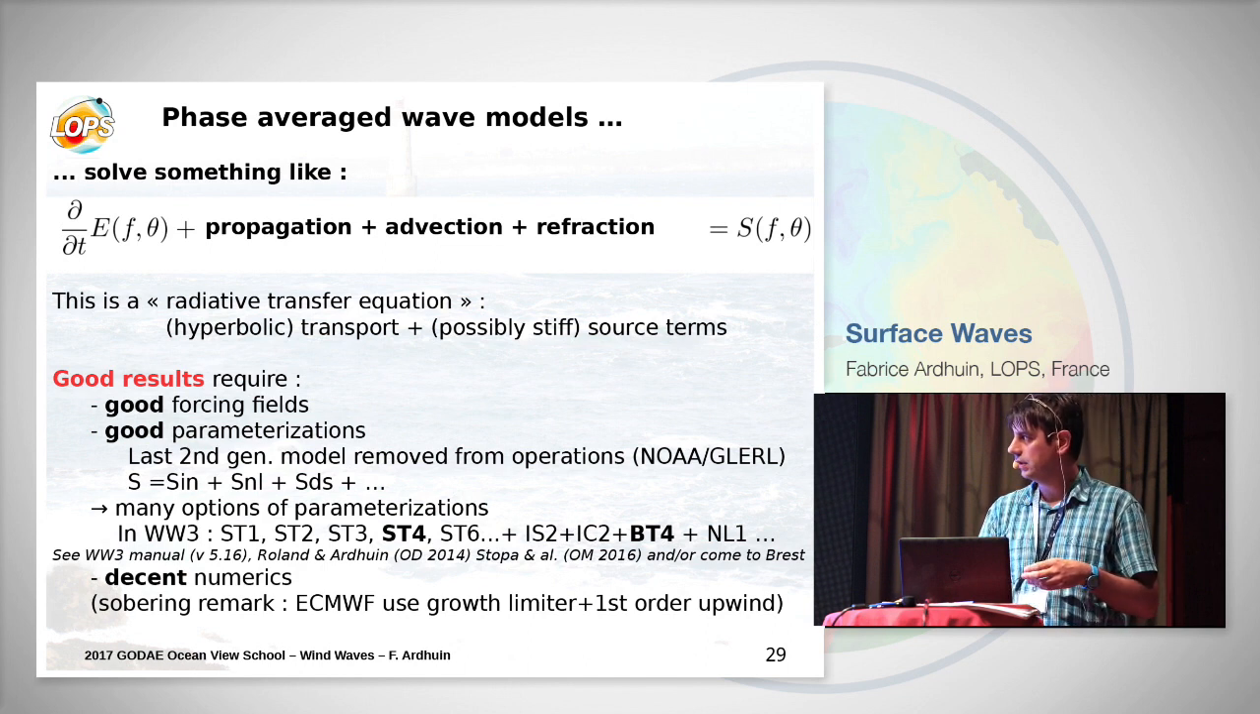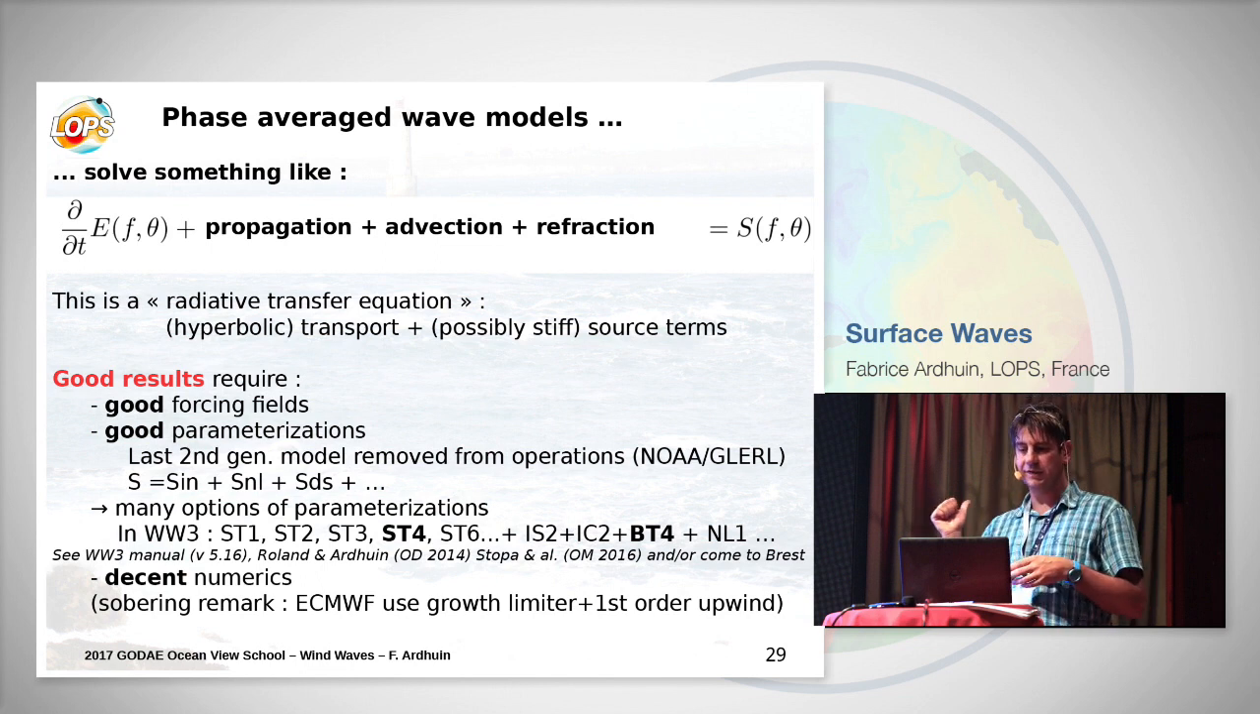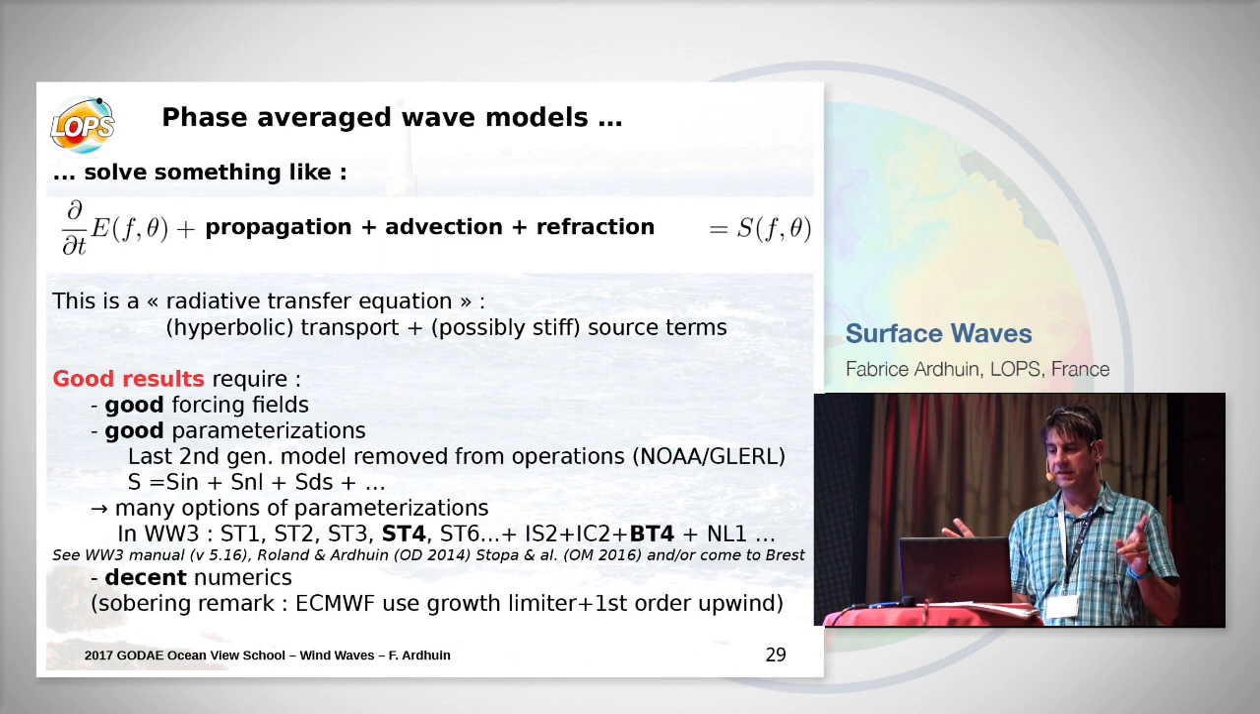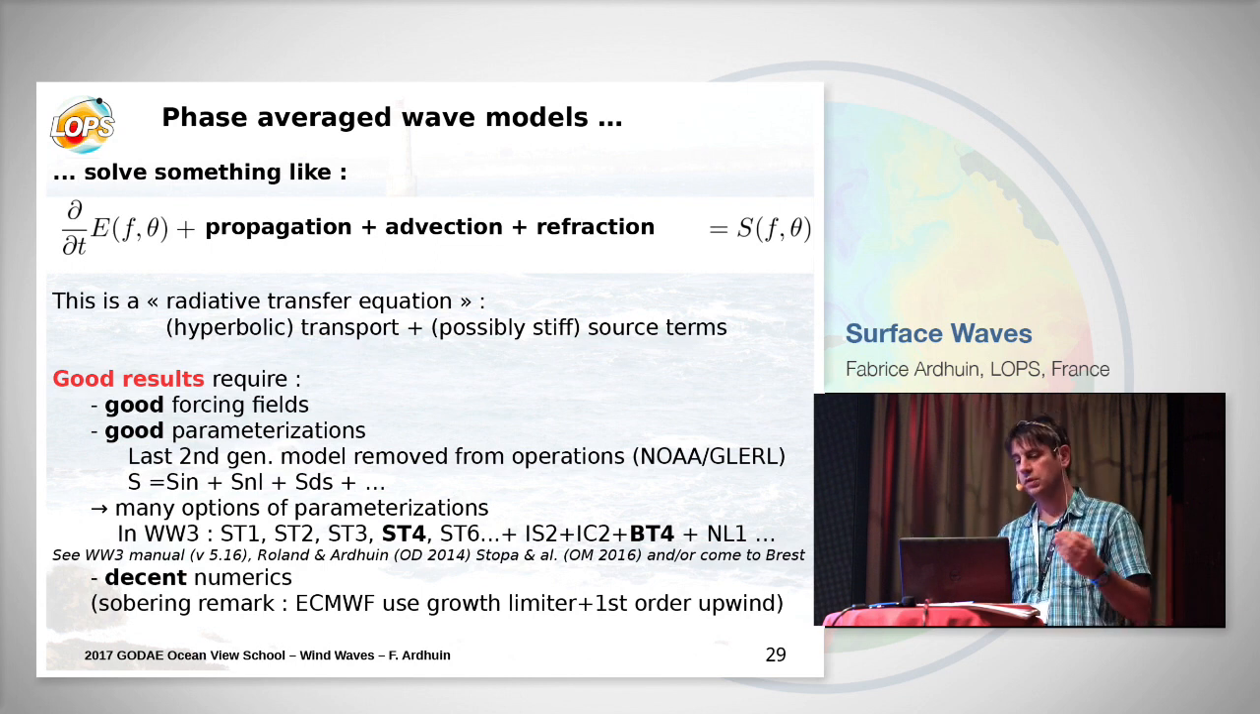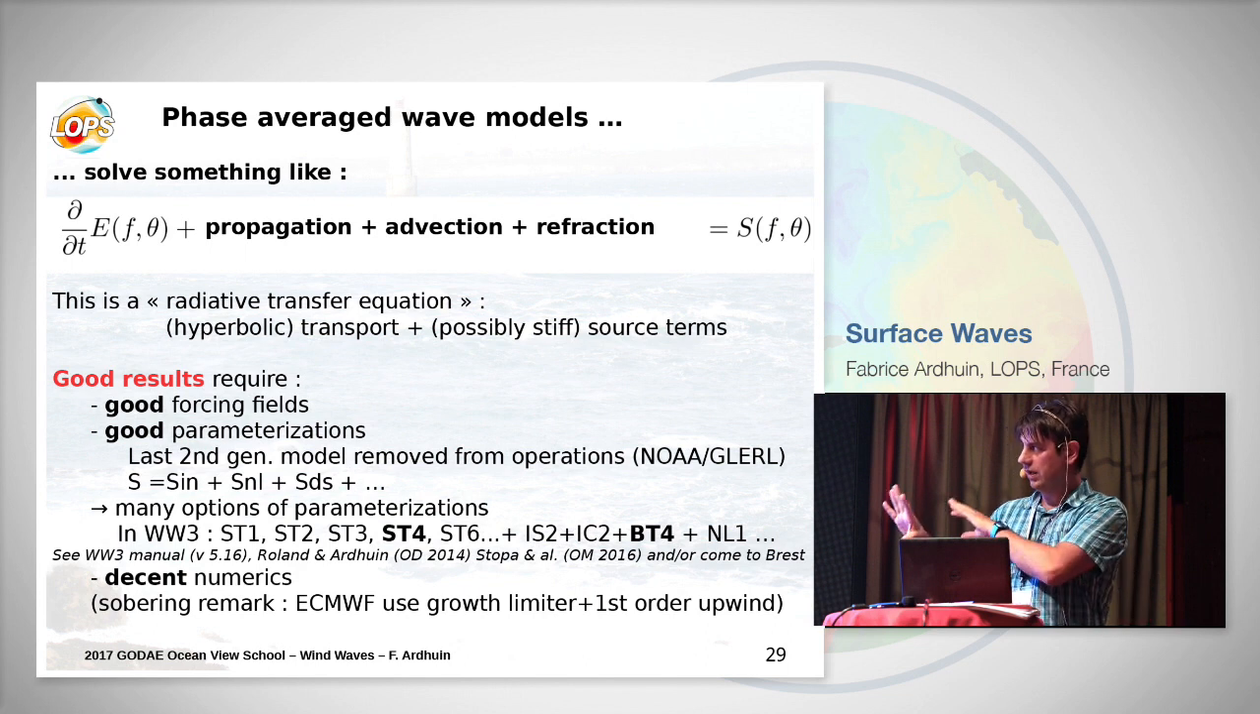So it is hyperbolic. And the big difficulty numerically usually is this bad guy on the right-hand side, which can be numerically stiff, which means that it can have very small time scales, and so you need to integrate that nicely to have all the right behavior of the spectrum evolution.